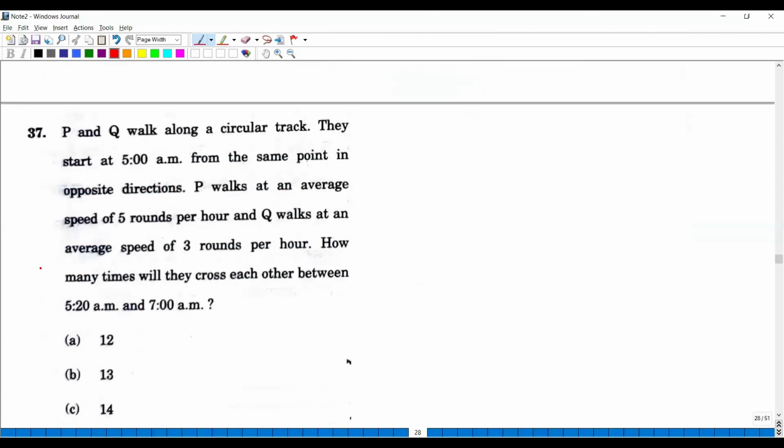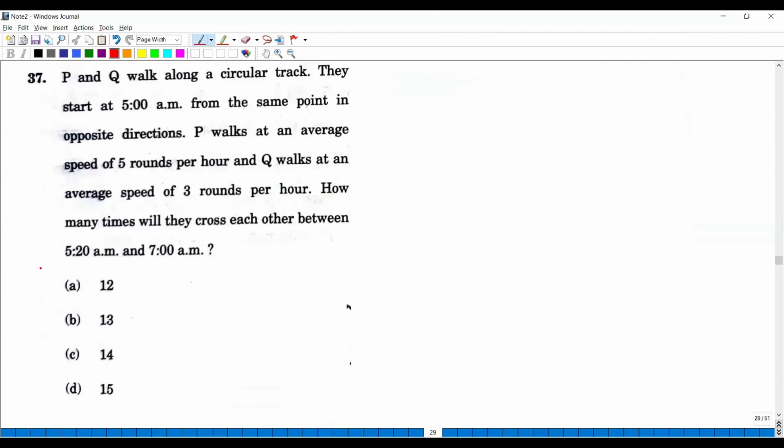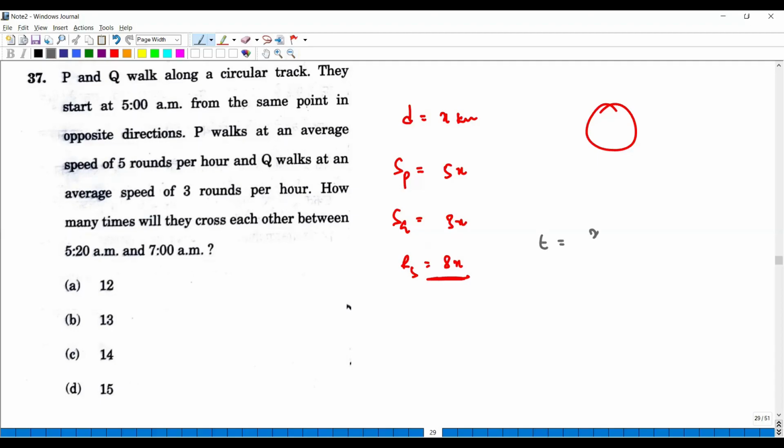P and Q walk along a circular track. They start at 5 a.m. from the same point in opposite directions. P walks at an average speed of 5 rounds per hour and Q walks at an average speed of 3 rounds per hour. Let the distance be x kilometers. Speed of P is 5x. Speed of Q is 3x. Relative speed is 8x because they are traveling in the opposite direction. All I can say is the time it takes for them to meet is x by 8x, which is 1 by 8th of an hour, which is 7.5 minutes.